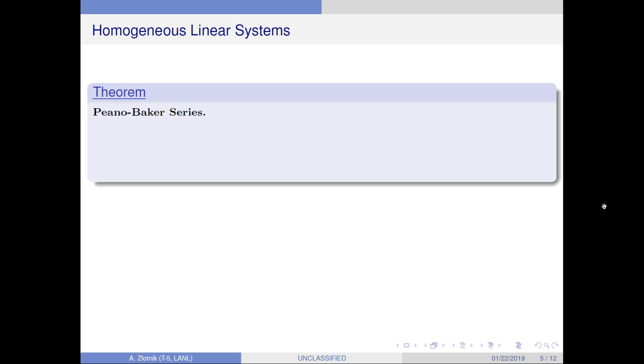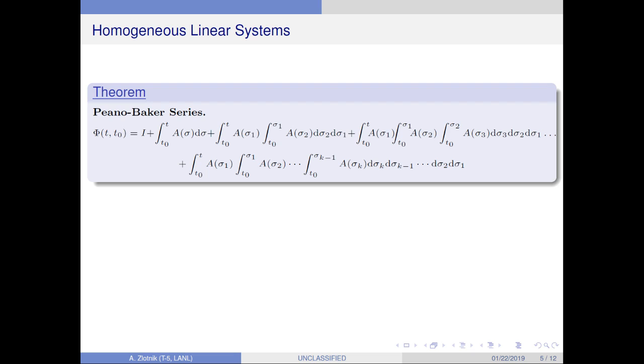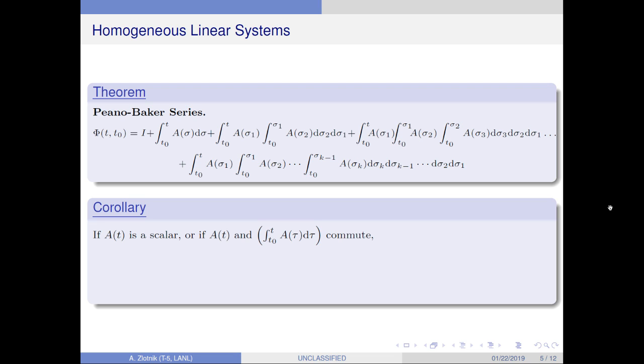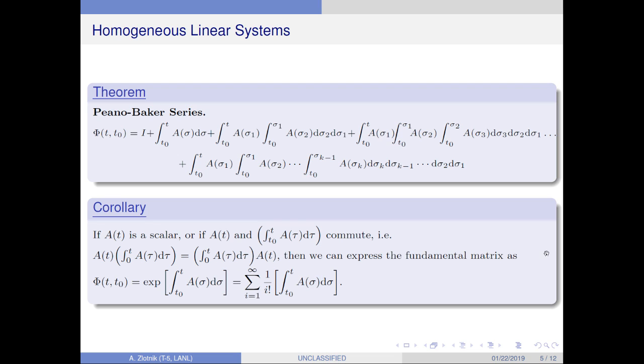Now let's look at the Peano-Baker series. This is a way of writing the transition matrix as an integral series, and it is related to the notion of matrix exponential. So if A is a scalar, or if A and the integral of A from t0 to t commute, so here we see this commutator, then we can express the fundamental matrix as a matrix exponential.